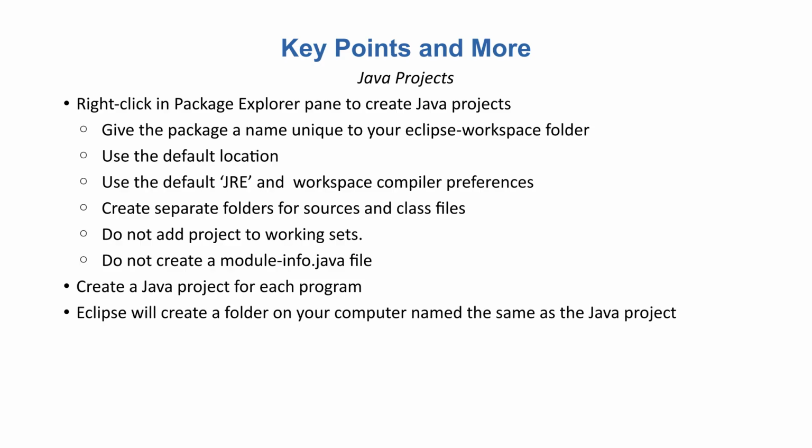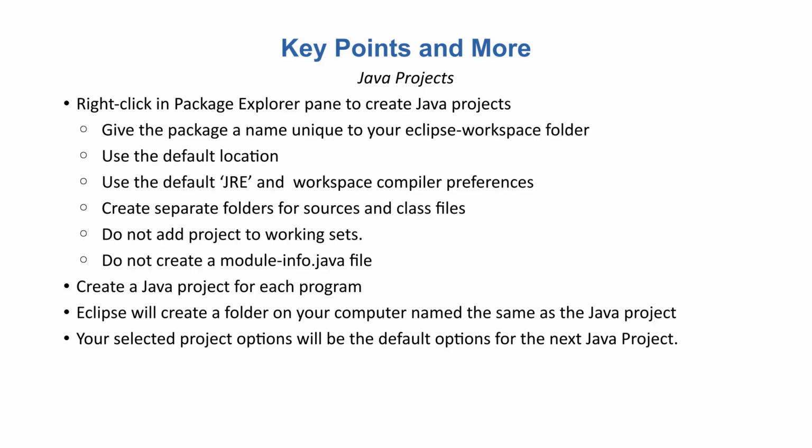Eclipse will create a folder on your computer named the same as your Java project. Give your Java project a name you'd want for the folder in your computer. This will create a folder by the same name in your Eclipse workspace folder. I like to capitalize the first letter of each word and put a space between each word for my folder names. After you create your first Java project, Eclipse will default to those same options for your next Java project, so you won't have to remember what options you used before.